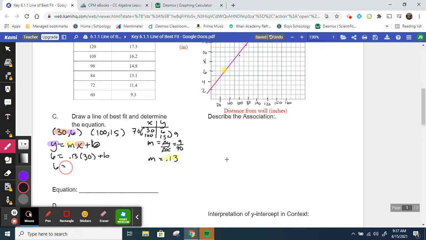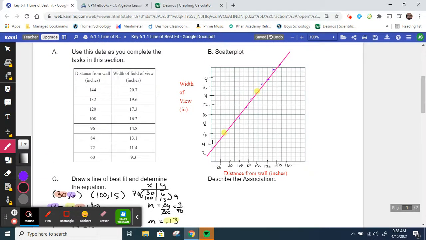I get 6 equals 3.9 plus b, and then if I subtract the 3.9 from both sides, I get that b equals negative 2.1. Okay, so that is my y-intercept. So then my equation is y equals 0.13x minus 2.1.